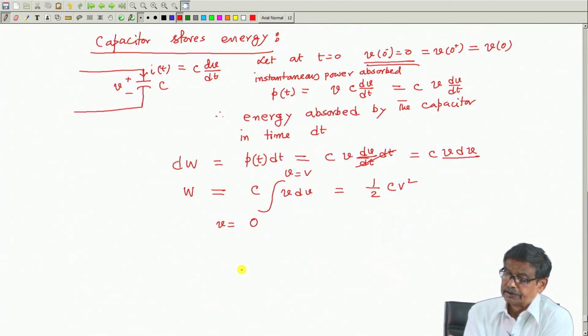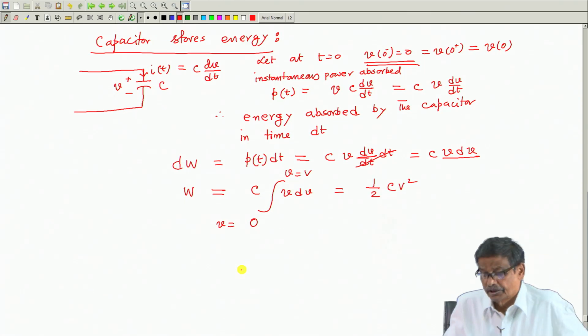Therefore, a capacitor is an energy storage device, energy storing device, just like an inductor, and what we have concluded is that voltage across the plate of the capacitor cannot change instantaneously, and voltage will be continuous whenever you do some switching. I stop here, we will continue next time.